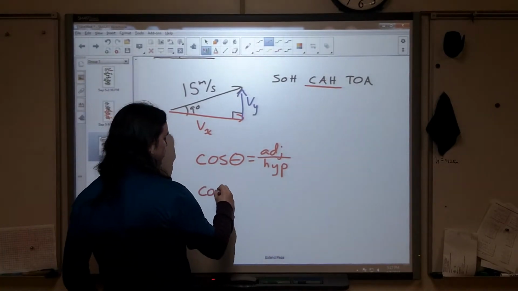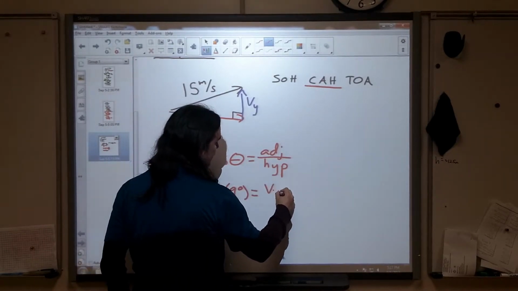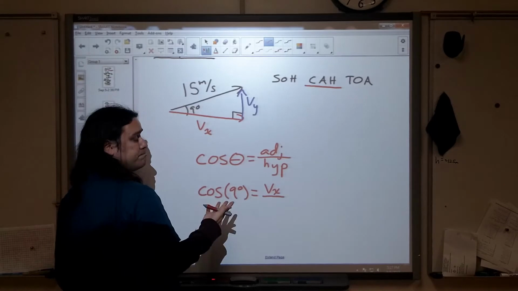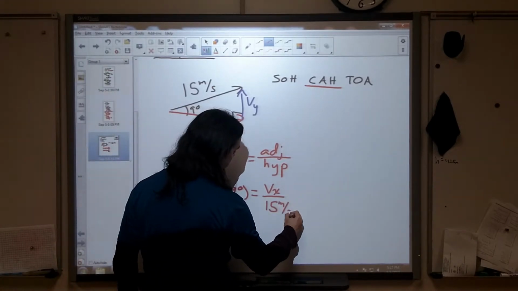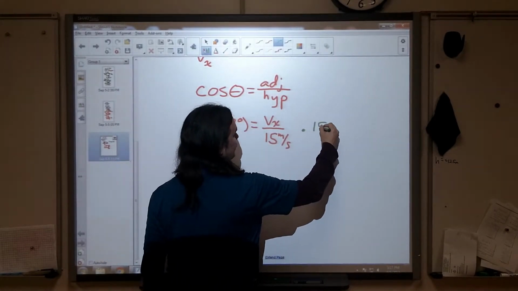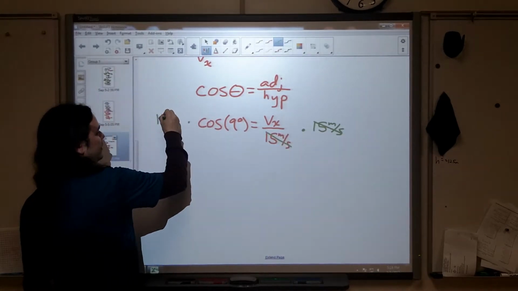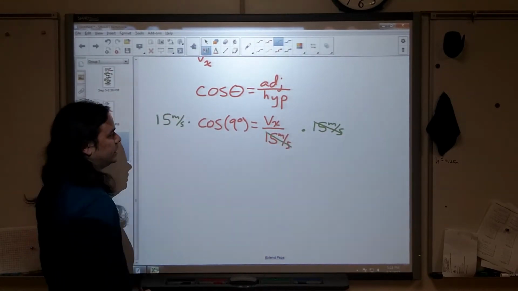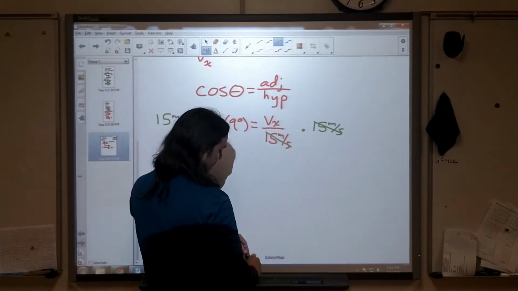Now we can fill in our actual numbers. Cosine of 9 degrees equals the adjacent, which is Vx. I don't know that, but that's what I'm solving for, over my hypotenuse, which is 15 meters per second. I can solve for Vx by getting it by itself, multiply by 15 meters per second, multiply by 15 meters per second. Got to do the same thing to both sides. You'll see that these cancel out, leaving me with just Vx.